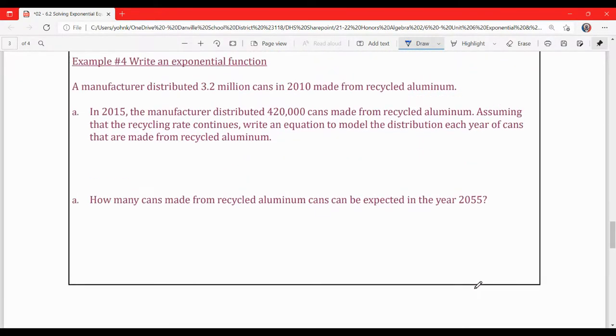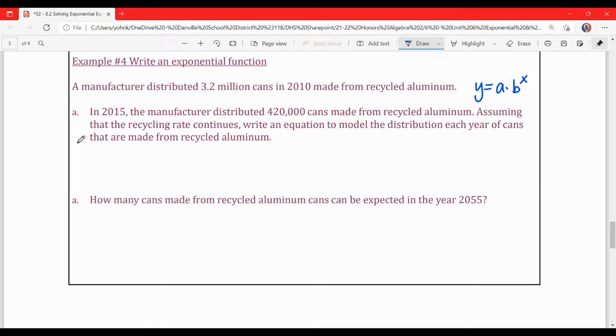Okay, now we can do some word problems. A manufacturer distributed 3.2 million cans in 2010 made from recycled aluminum. In 2015, the manufacturer distributed 420,000 cans made from recycled aluminum. Assuming that the recycling rate continues, write an equation to model the distribution each year of cans that are made from recycled aluminum. So remember, we're using the equation y equals a times b to the x.